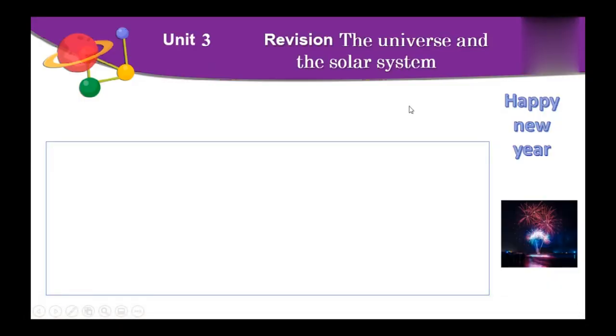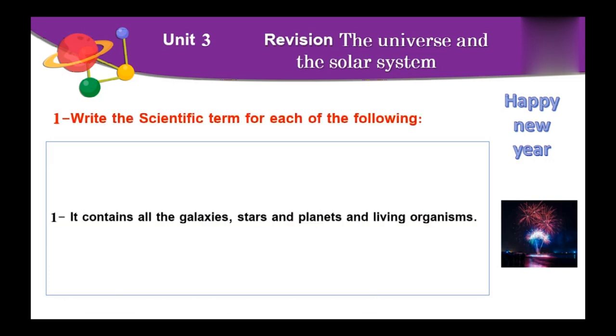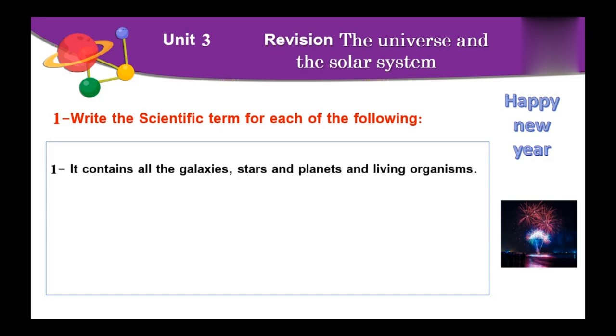Now we will start with some questions on Unit 3, the universe and solar system. Let's start. Write the scientific term for each of the following. It contains all galaxies, stars, and planets and living organisms. What does this mean?